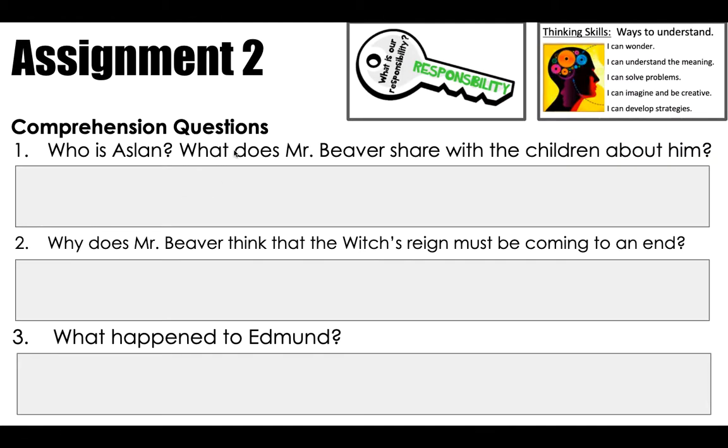And then assignment 2 is your comprehension. Don't forget to use your thinking skills here and answer 1, 2, 3 questions. Question number 1, who is Aslan? What does Mr. Beaver share with the children about him? Question number 2, why does Mr. Beaver think that the witch's reign must be coming to an end? And question 3, what happened to Edmund?